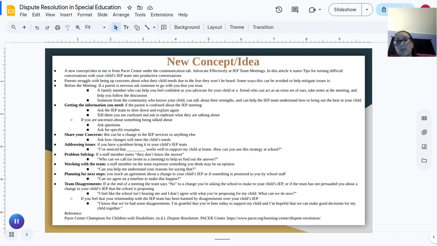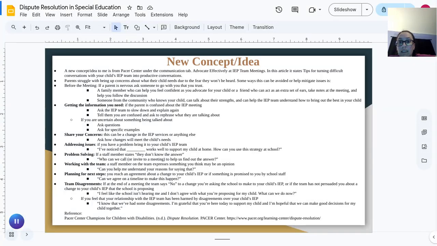And then working with the team. A staff member on the team expresses something you think might be an option. So if they think that this strategy might help your child better than one that they already have in the IEP, just ask them to help you understand their reasoning behind that. Ask them for data or anything that shows that this is successful.